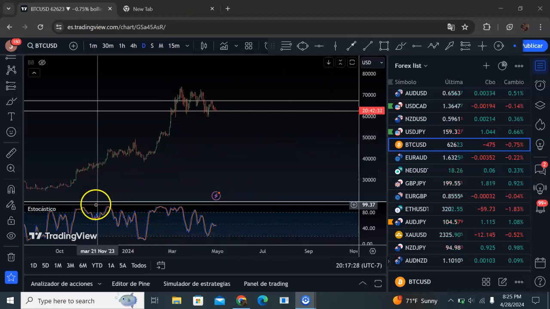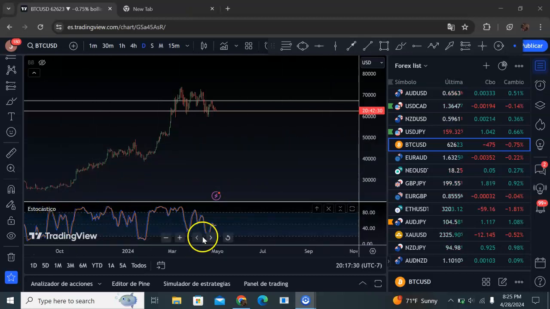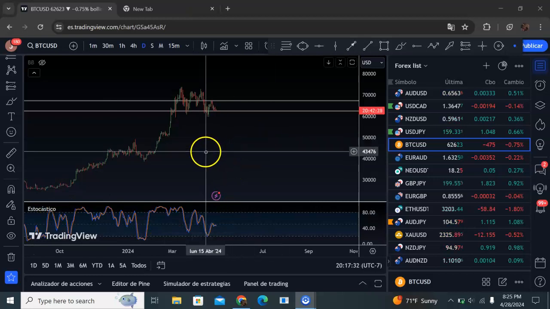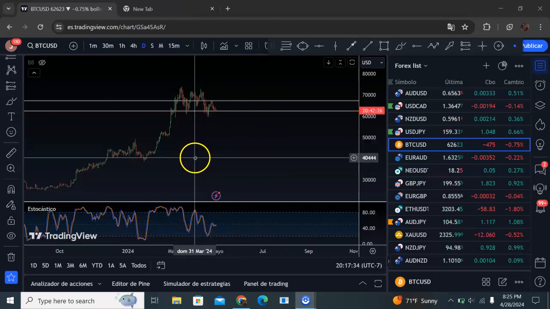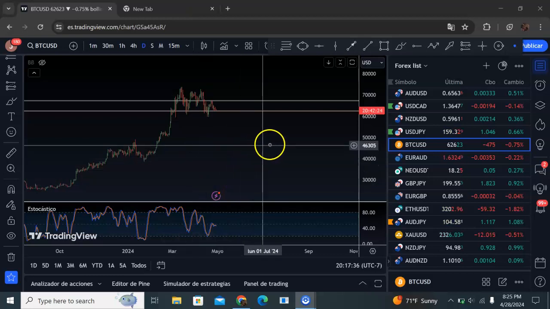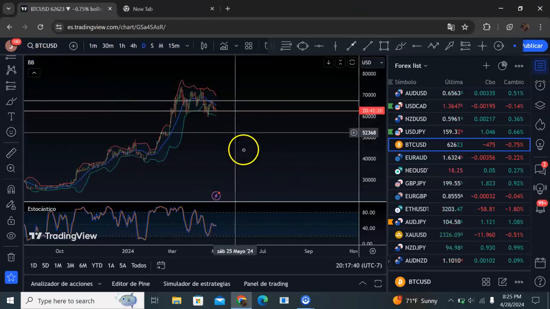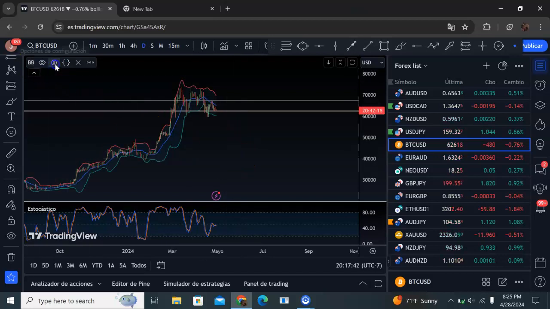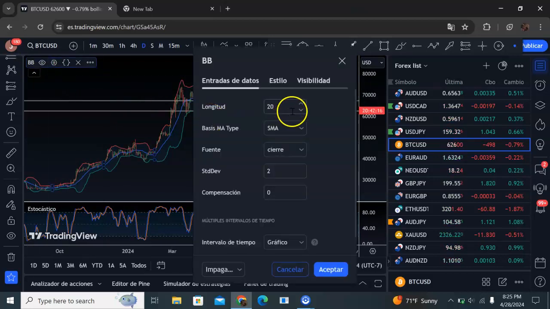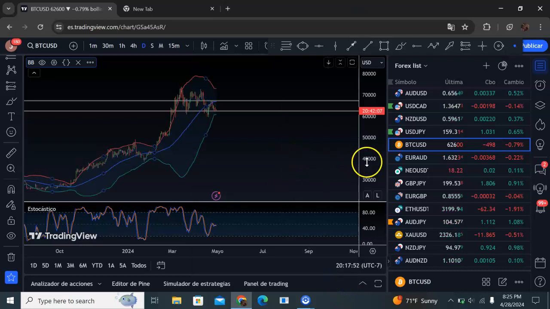So I've always used the stochastics for kind of oversold, overbought position of the markets. I use also Bollinger Bands. Normally I like to use this one at 60. So that's pretty much where I use it.